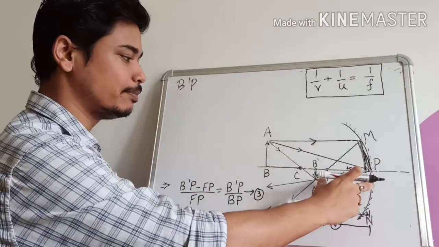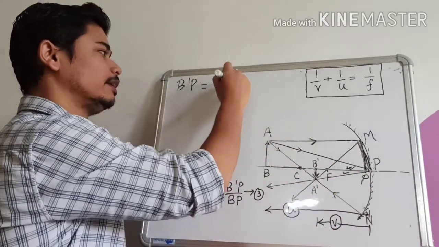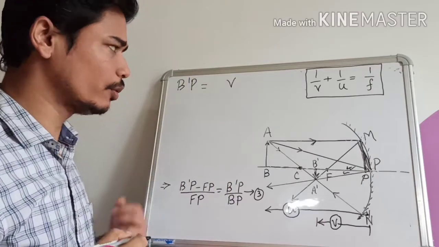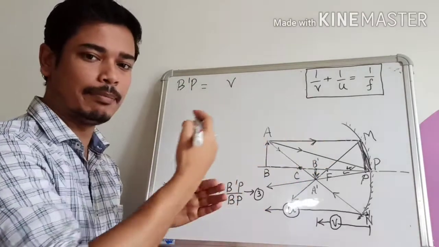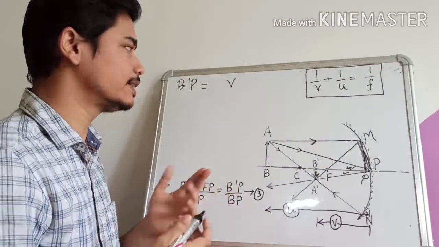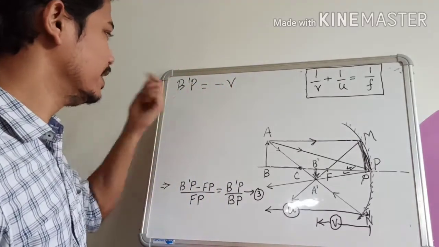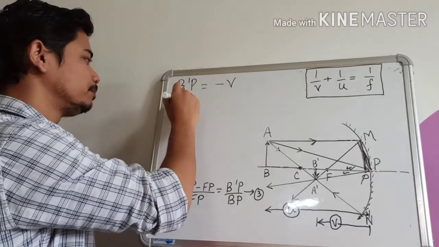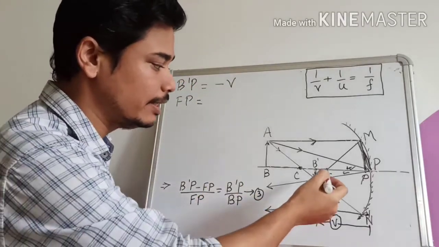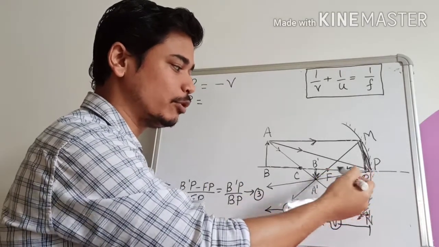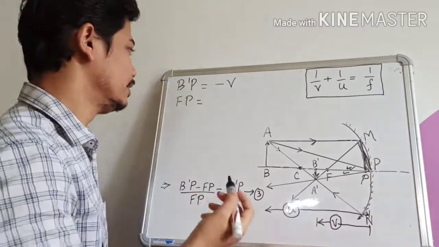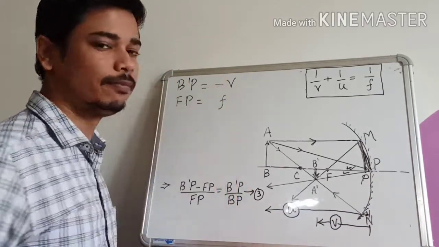And what is this distance? B dash p is nothing but v, the image distance. And since we are moving in the backward direction to measure the distance, we have to put a negative sign here. This is b dash p. Now what is fp? F is this point and P is this point, so this is nothing but the focal length. The focal length can be written as small f, right?